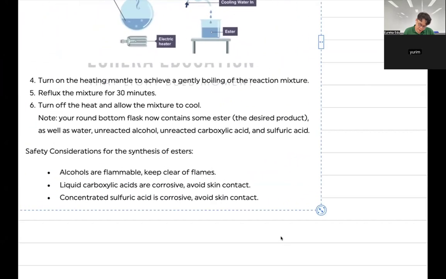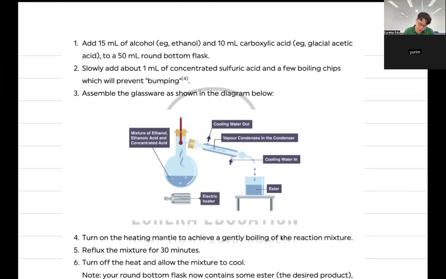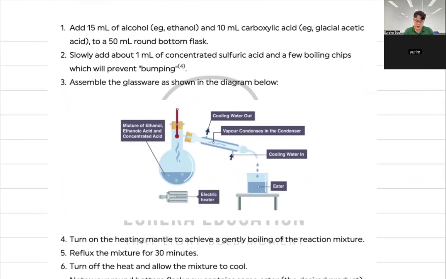If you haven't done the esterification at school, most likely you will do it in a few weeks. This is the esterification process you need to know, and you need to memorize it. When I say memorize, you actually need to memorize the whole step-by-step method of the esterification, because from time to time, especially with the scientific skill questions, there's a chance that they can ask you, hey, what's the method of the esterification?